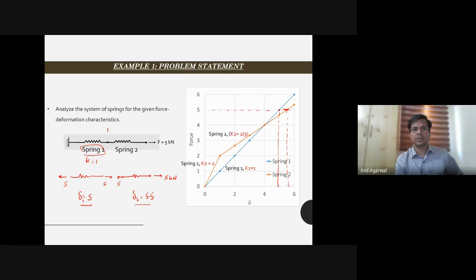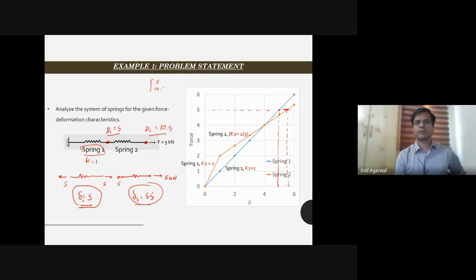What are my deflections? Let's say this is my D1, this is my D2. What are my D1 and D2 values? What is the D2 value? 10.5. Yeah, 5.5 plus 5, 10.5. So these are the two deformations I get, two deflections, sorry. Got it? So the final solution is going to be 5, 10.5.